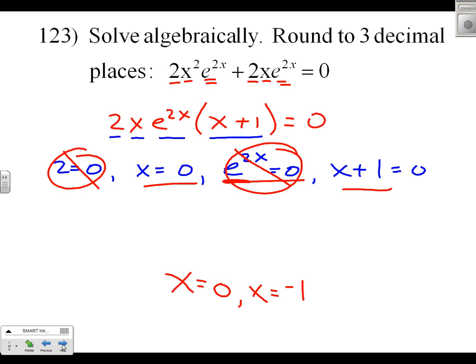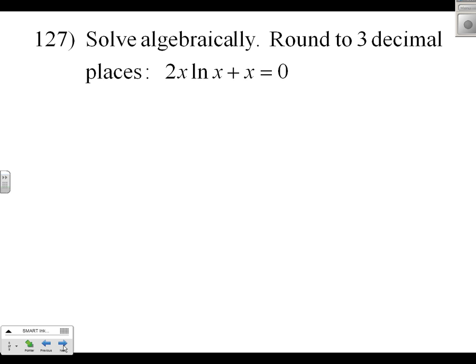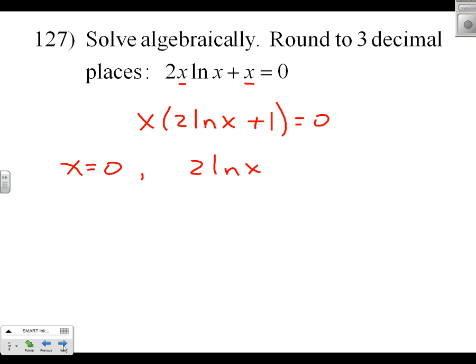Let's take a look at another problem like that. And now that we got some hints from the last problem, maybe we should probably try to factor this. I can factor out an x, and I get x times 2 ln x plus 1 equals 0. So either x equals 0, or my other factor, 2 ln x plus 1 equals 0. So x equals 0 is a solution.